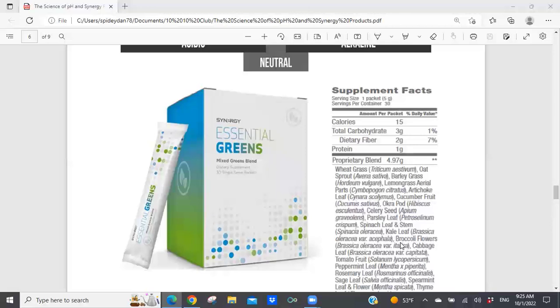Now, the Essential Greens today is slightly different than the Core Greens that they originally produced. The Essential Greens today is much more tolerable if you're just going to drink this by itself. Now, the way that I use the Essential Greens is I put it in the morning shake. And the morning shake then hides the taste of the Essential Greens.